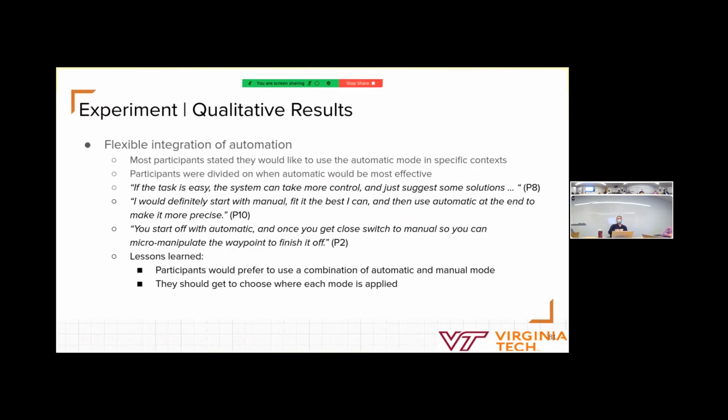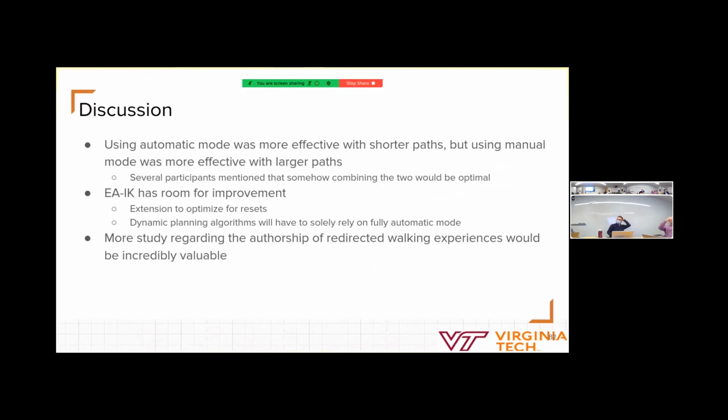Some people wanted the opposite, where they'd use manual first and get it in the rough ballpark, and then use automatic to just snap it to where it needs to go. So what we took away from this study was that using this automatic mode was more effective with the shorter paths, but not so with the larger paths. And most participants mentioned that somehow combining the two would be optimal.